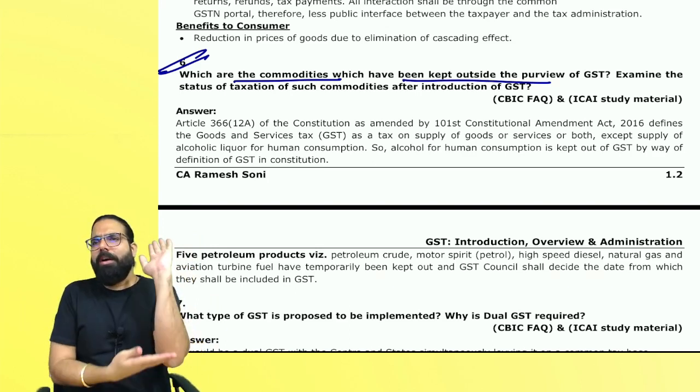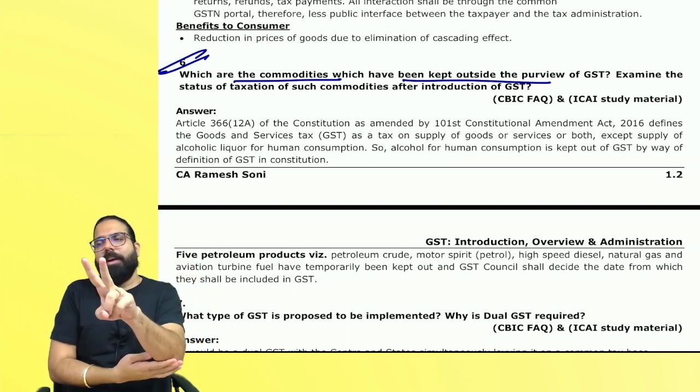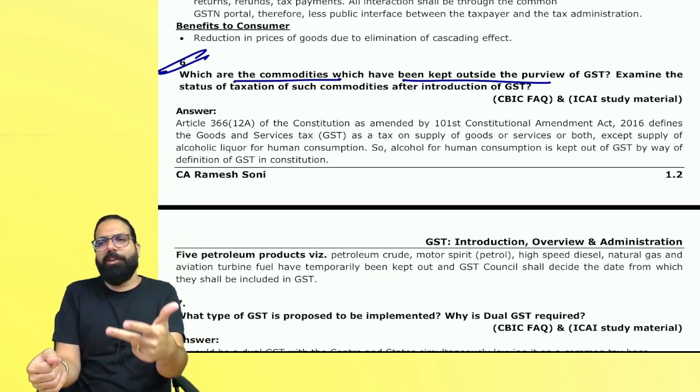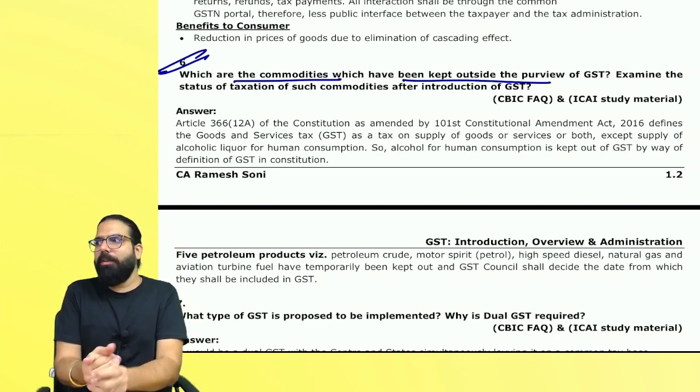Alcoholic liquor for human consumption. Second one, HP man. Tell me HP man, everyone. High speed diesel, petroleum crude, motor spirit, aviation turbine fuel, and louder, everyone.